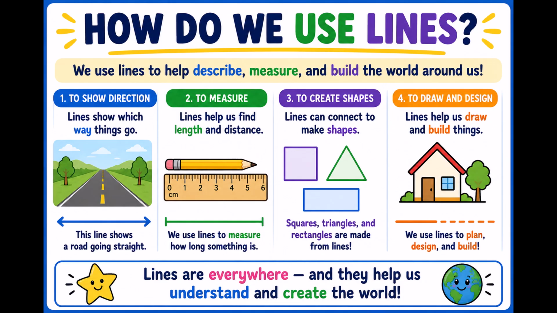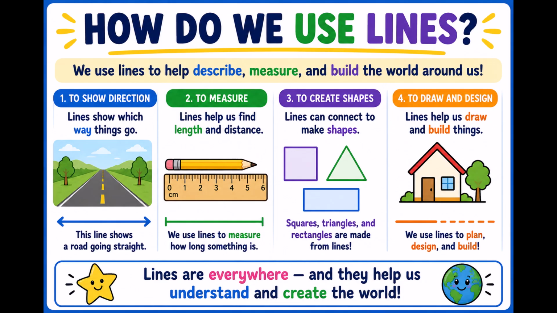This picture shows a road. The line on the road helps show us which way to go. So lines show which way things go. The road is straight and the line helps drivers know where to travel. So which way is the road going? Can you think of another place where you see lines showing directions?